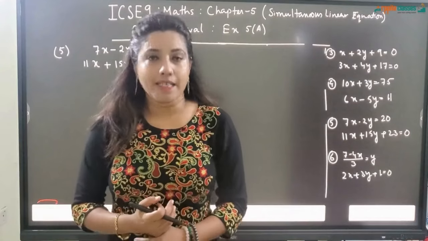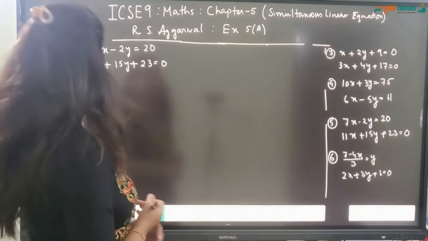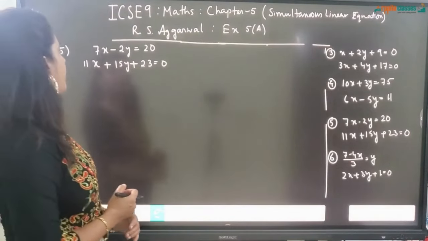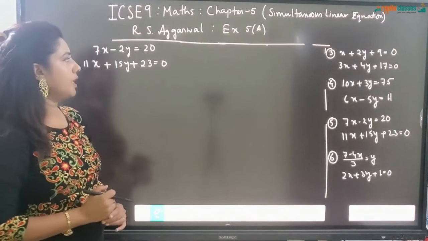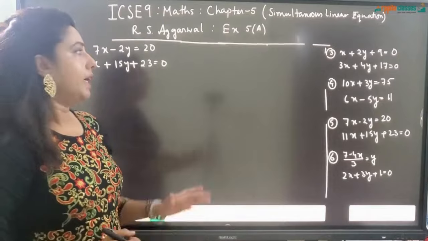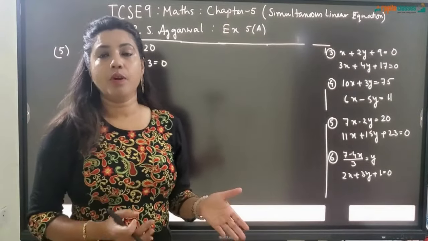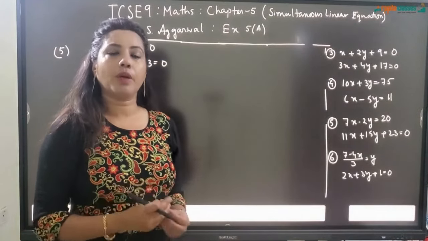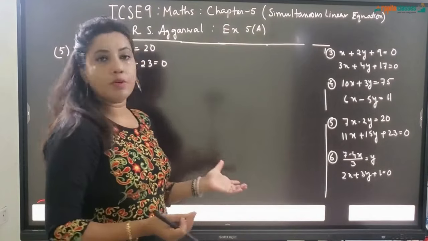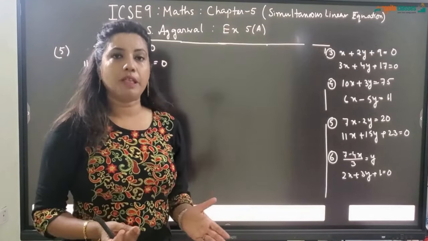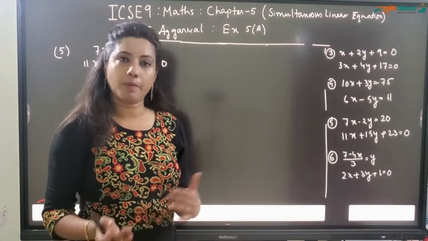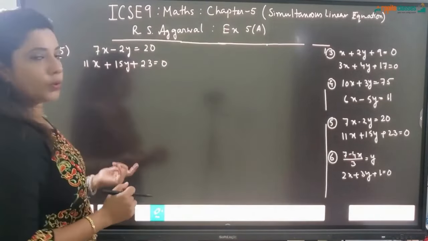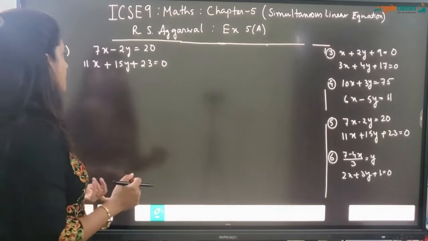Now let us start with the next question, that is question number 5. 7x minus 2y is equal to 20 and 11x plus 15y plus 23 equal to 0. There is no instruction given that you have to use this method or that method, so you can use any of the methods. First few sums I am doing by substitution method, and later on I will be doing all the sums by elimination method. So let us do this question also by substitution method.